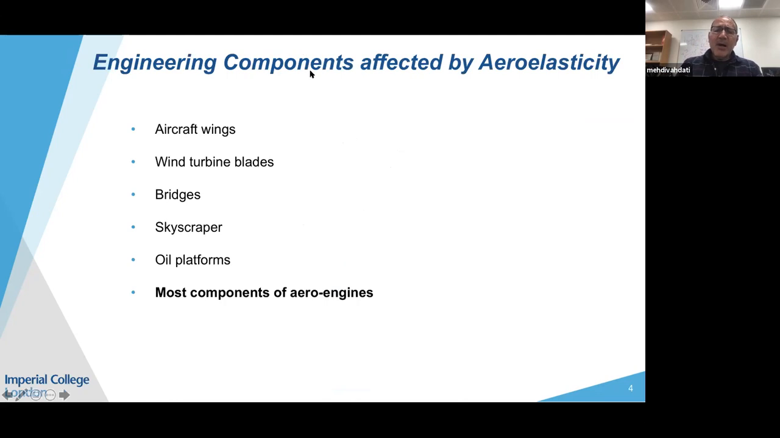So the engineering components which are affected by aeroelasticity are, actually I showed the aircraft wing in the previous slide. Wind turbine blades can flutter and have other forms of aeroelastic instability, bridges, skyscrapers, oil platforms, and most components of aero engines. This is the focus of my presentation today.